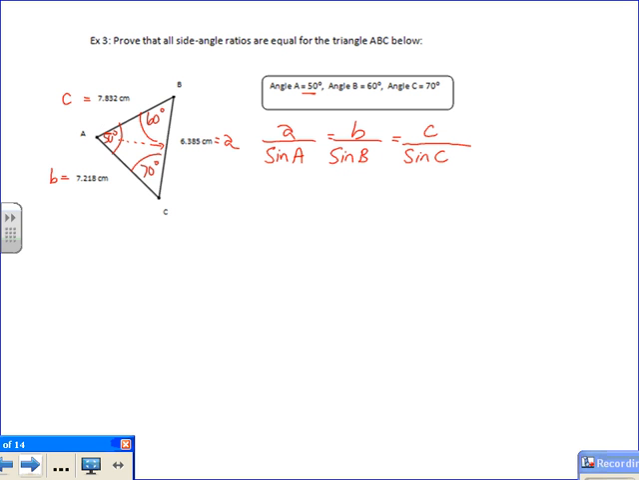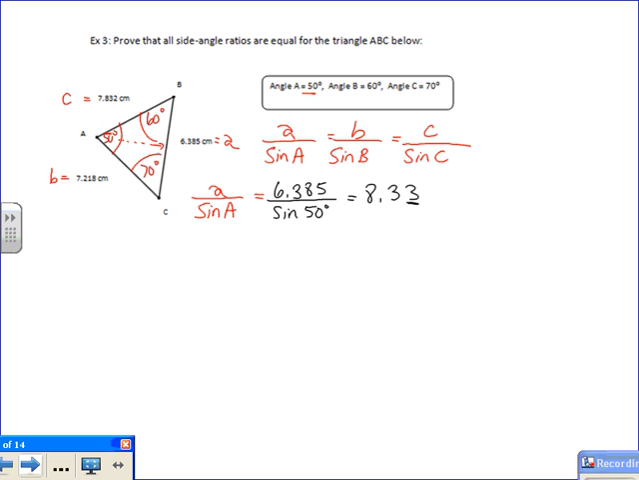So if we were to actually calculate each ratio, we could compare them. They should all be equal. So let's go ahead and do that. So A over the sine of A is equal to what? Well, let's put the values in because this time we're given all the values. So we have 6.385 centimeters over the sine of angle A, which is 50 degrees. And if I calculate that out, I get a number 8.33. If I round it to the second decimal place, I get 8.33 here.